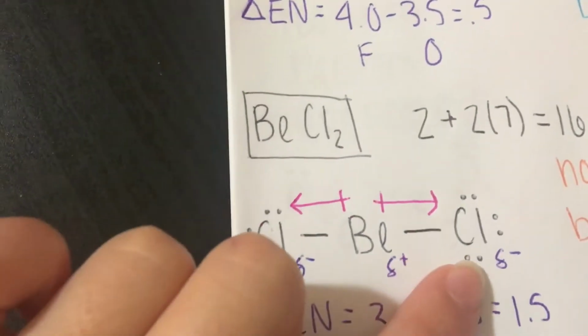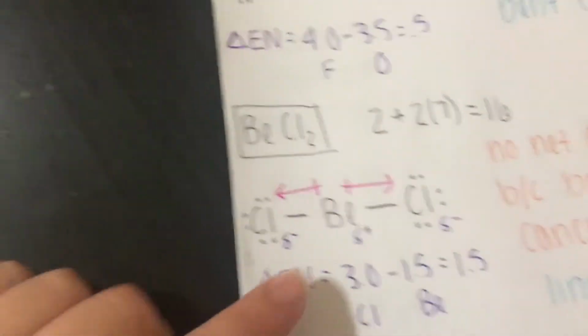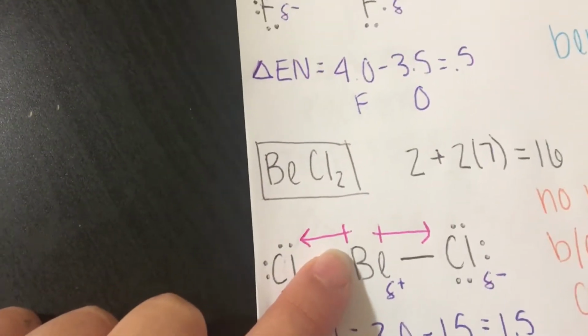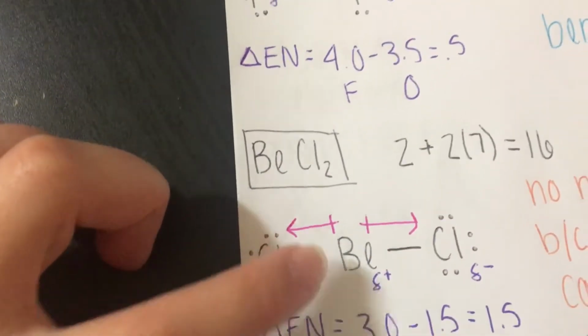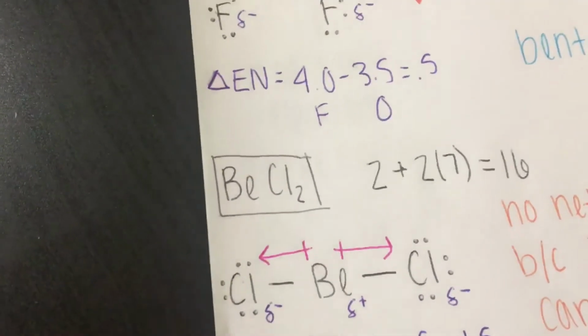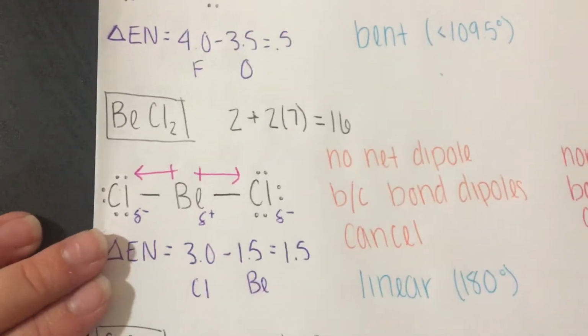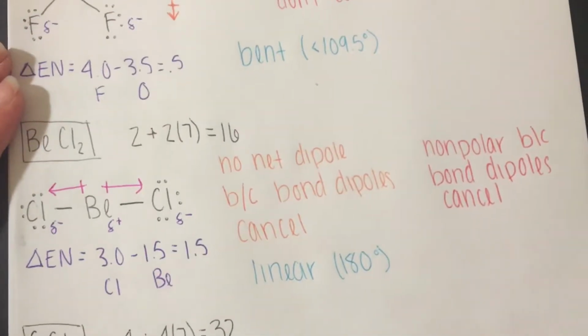And then this is a linear molecule, so the bond angle will be 180 degrees, and the dipoles will be pointed towards the chlorine because it's much more electronegative compared to the beryllium. There's no net dipole because the bond dipoles cancel, so therefore the molecule is nonpolar.